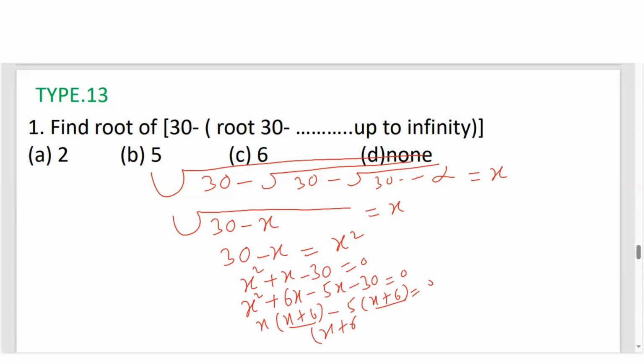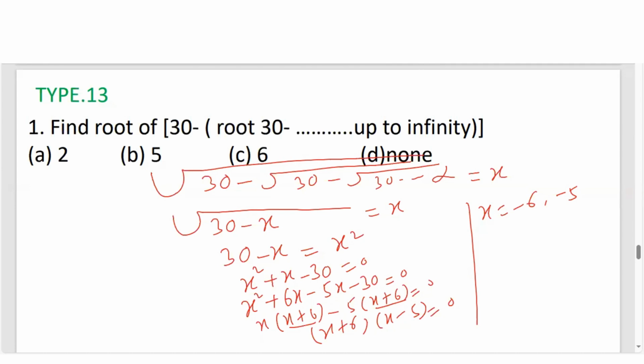So (x + 6)(x − 5) equals what? 0. When the product of two numbers is 0, that means both are 0 or each separately is 0. So when x + 6 = 0, you will get what? Minus 6. When x − 5 = 0, you will get what? That is 5.